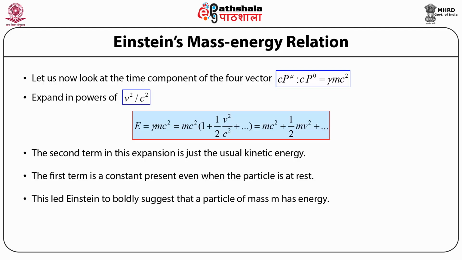And this led Einstein to make a very bold suggestion that a particle of mass m, that is the rest mass m, has the energy E, which is equal to m times c square by under root 1 minus v square by c square. And this is exactly the term that we were discussing above, which was c times capital P superscript 0. So in other words, this c times capital P superscript 0 denotes the total energy of the system, where m times c square is the rest energy of the system and half mv square is the kinetic energy of the system.